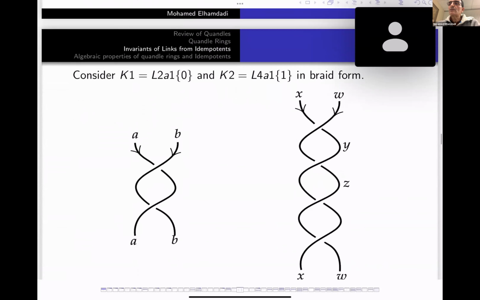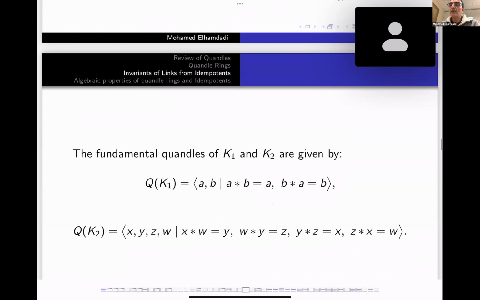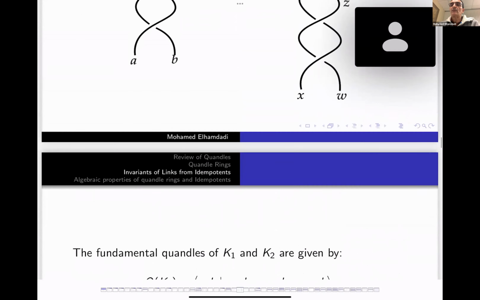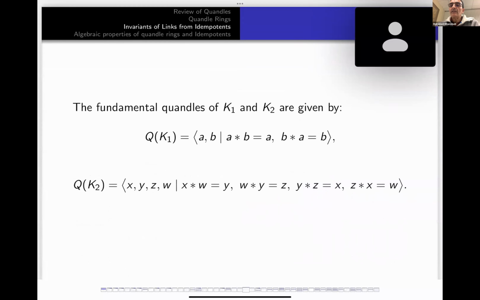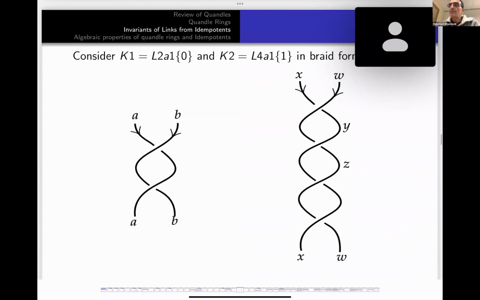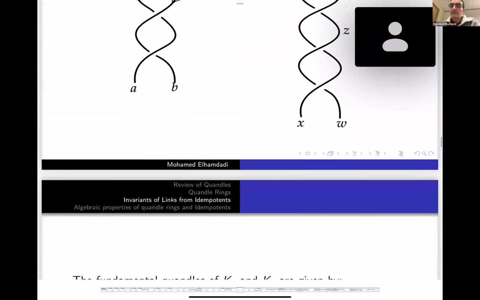Now I consider these 2 links, in braid form obviously. The one on the left, if you close it, is the Hopf link. The one on the right, if you close it, should be the torus knot T(2,4). Then we can write the fundamental quandle of them. The fundamental quandle of the Hopf link is given by 2 generators A, B such that A star B equals A and B star A equals B. That's easy to see from the diagram. The fundamental quandle of the other knot has 4 generators, as you can see from the picture, X, Y, Z, W, and you just write the equations at each crossing.